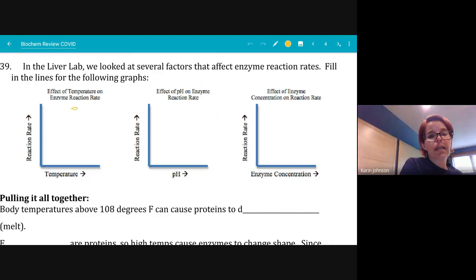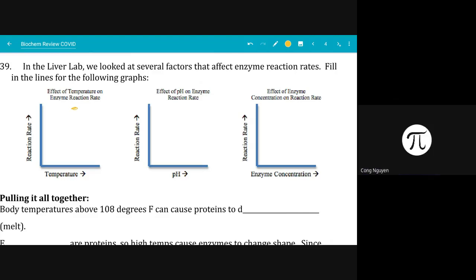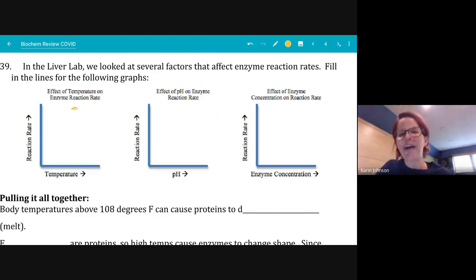So that's where they would be up here. But they don't do well, if you remember, when we boiled them. So if you have a super high fever over 108 degrees, your enzymes, I'm going to say they melt. The right word is they denature. They denature at high temperatures over 108 degrees, so they don't function at all.